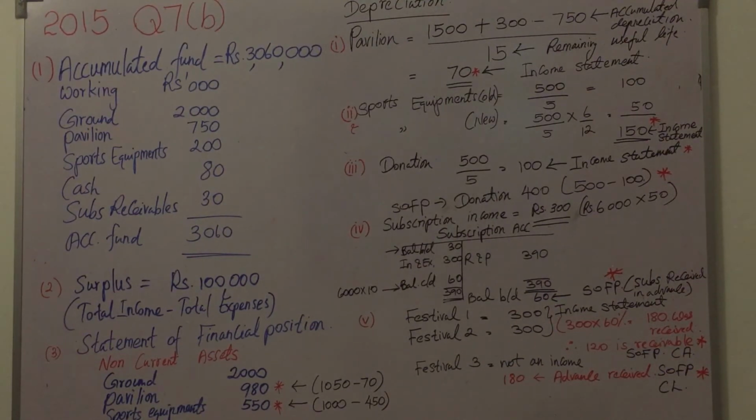And let's move on to the next adjustment, which is the fourth one. The annual subscription per member is 6,000. The number of members of the club as at 1st of April 2014 was 40. That means at the beginning of the period there were 40 members. Annual subscription is 6,000. On this day, another 10 members joined and they paid 2-year subscription at once, including the year 2013-2014.